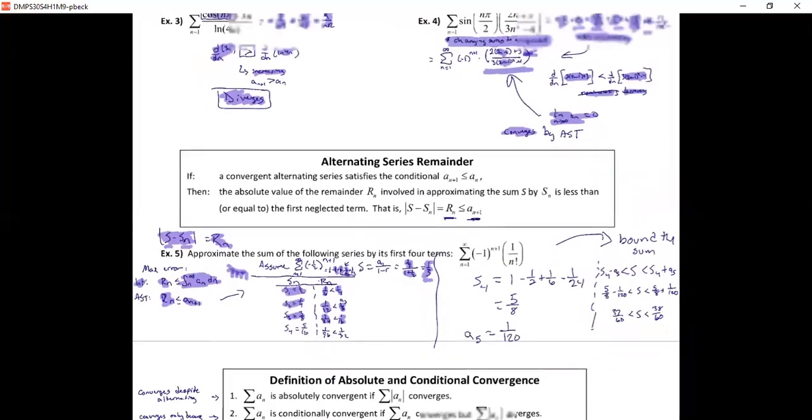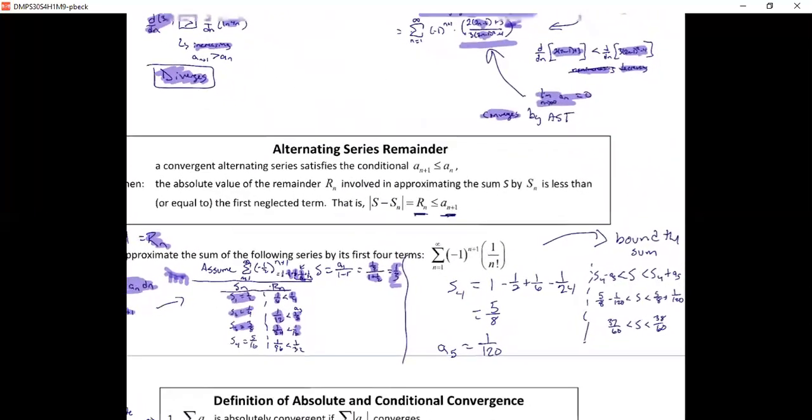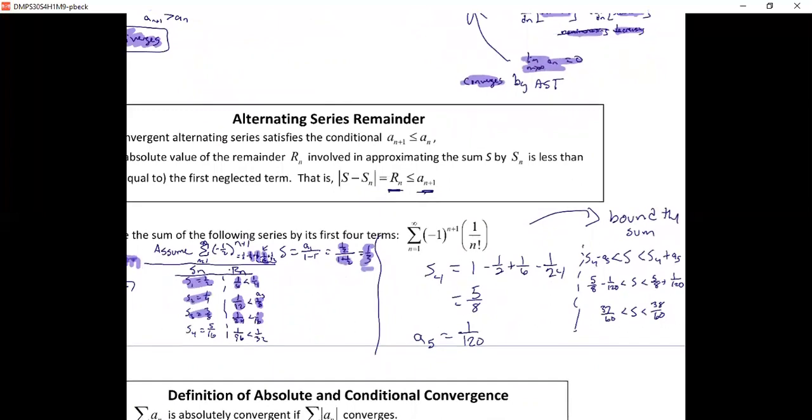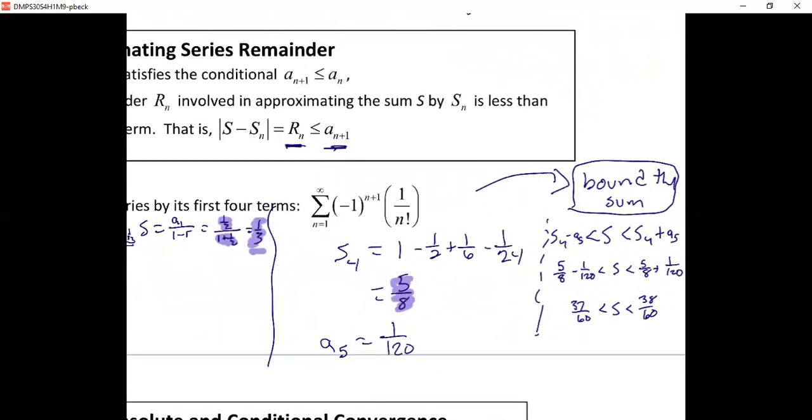So for the problem I have here, let's approximate the sum by finding the first four terms. I am also adding some directions here. Let's go ahead and bound the sum. The fourth partial sum ends up being 5/8. You can do the math right there. But then I want to bound it. To bound my sum, it's going to be the fourth partial sum plus the next term, or minus the next term, just as boundaries. So if I take 5/8 minus the 1/20th and 5/8 plus the 1/20th, I know my actual sum has to exist between those two numbers.